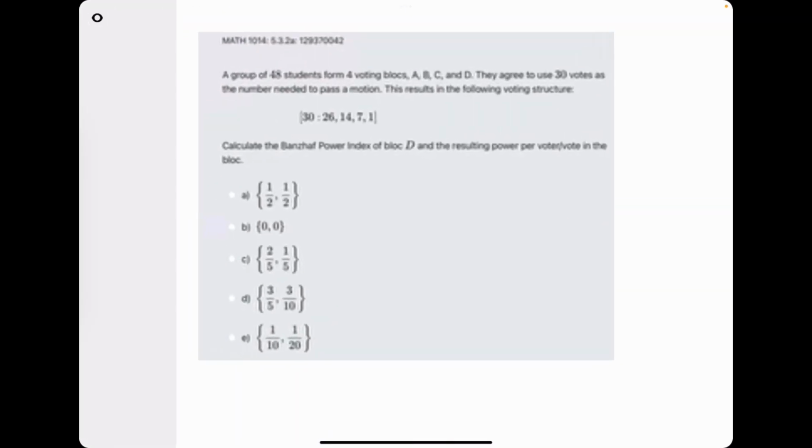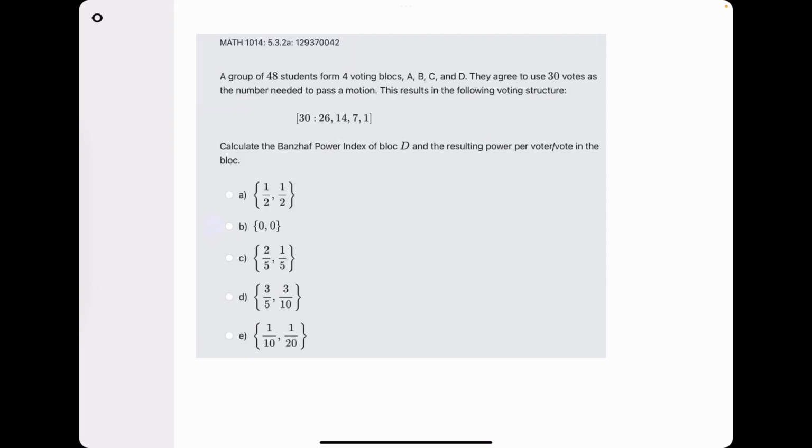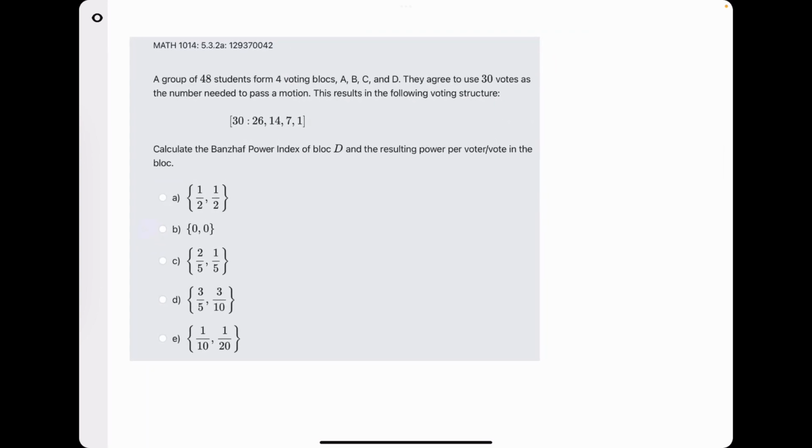Okay, let's keep going. I think I have 2 more. Good night. I don't know if I'll finish all these, but let's give it a shot. All right, so a group of 48 students forming blah, blah, blah. Okay, you get the idea. We're finding the index of block D. Let's give it a shot.